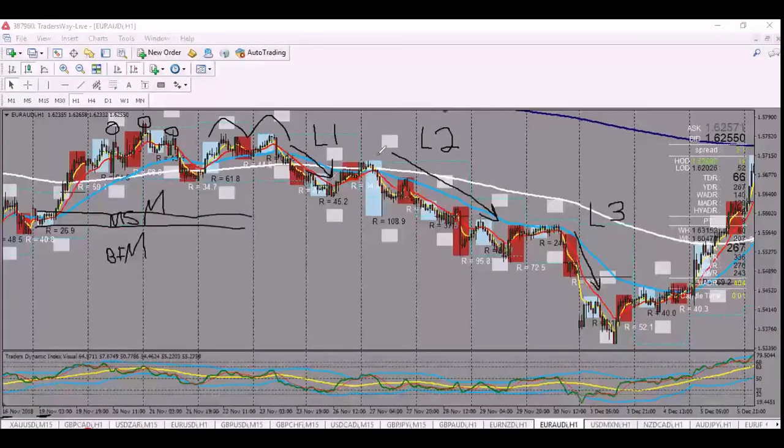1, 2, 3. 3 levels of drop. And then what we have here is, watch this carefully, it's November 30th and then December 3rd. That means that this right here is your PSR, psychological support and resistance.